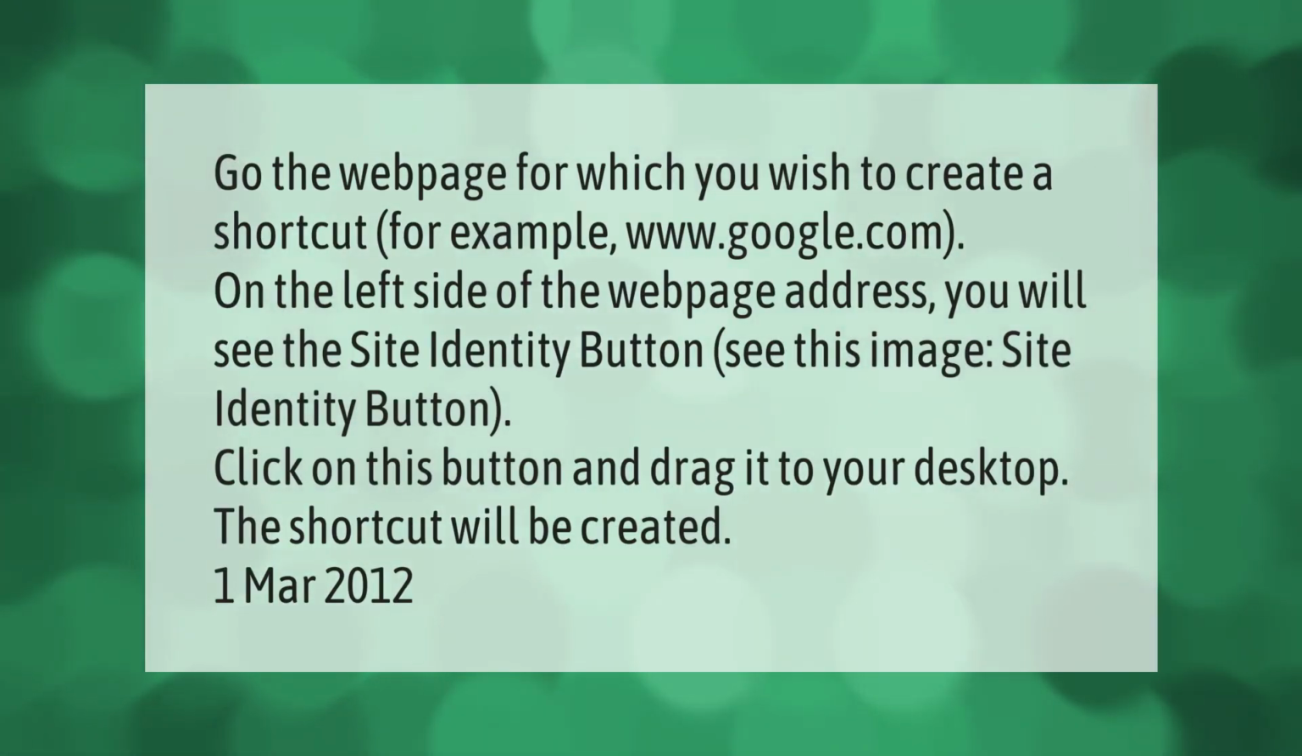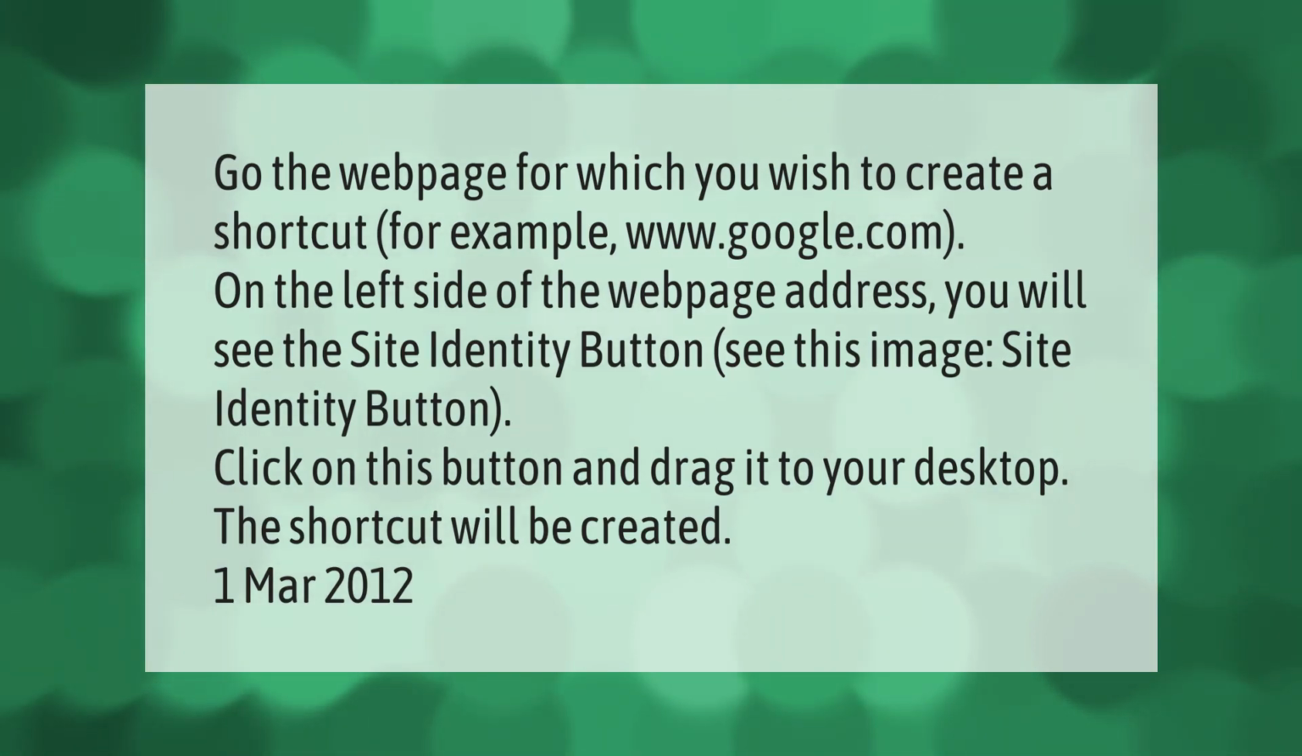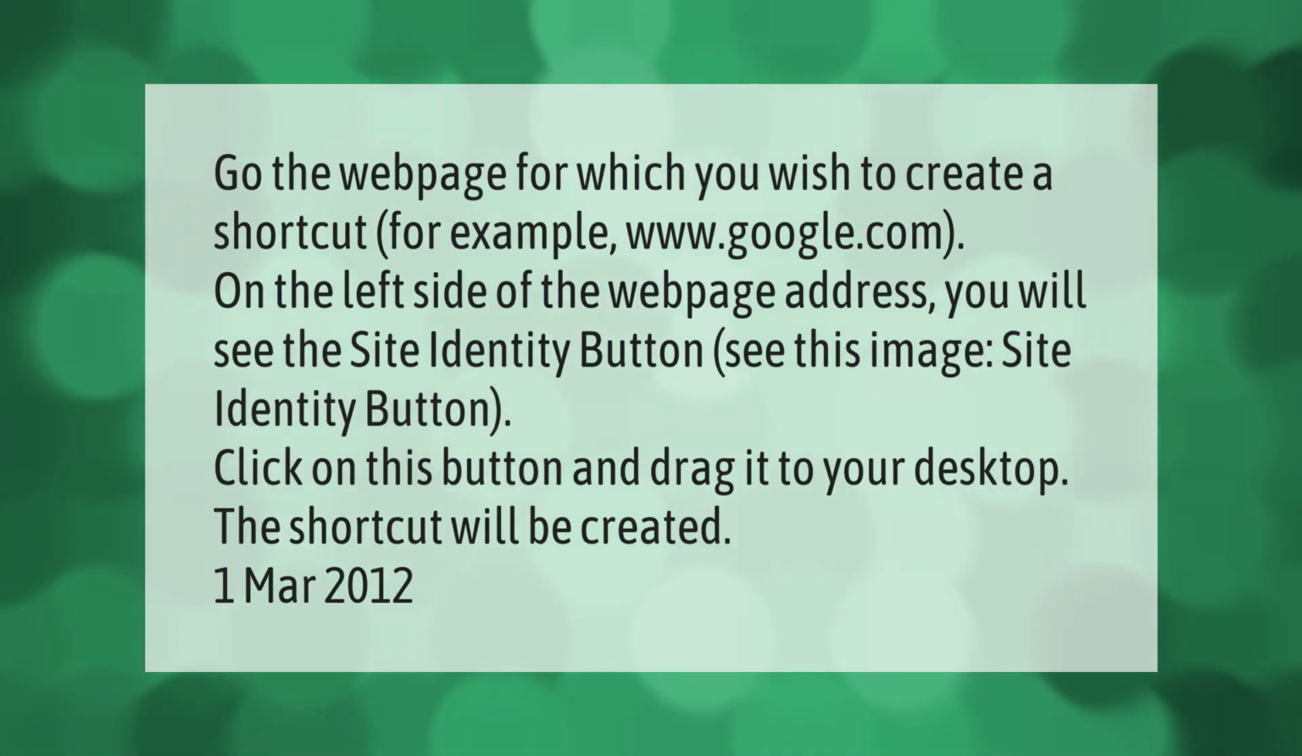Go to the web page for which you wish to create a shortcut, for example, www.google.com. On the left side of the web page address, you will see the Site Identity button. See this image, Site Identity button. Click on this button and drag it to your desktop. The shortcut will be created.